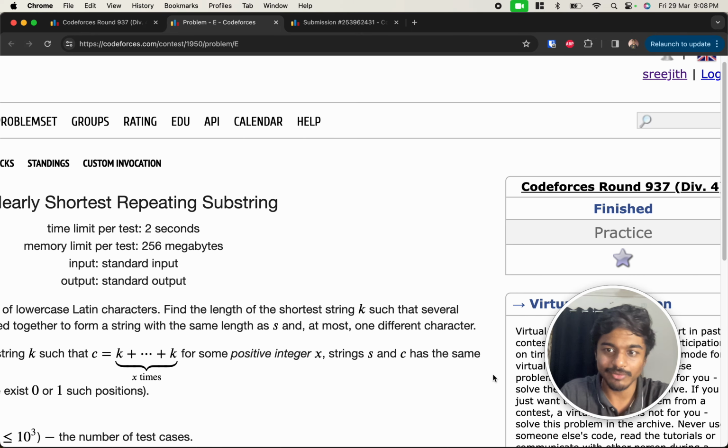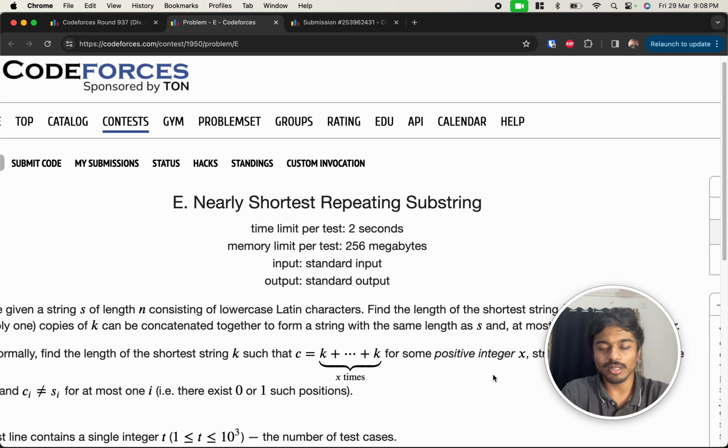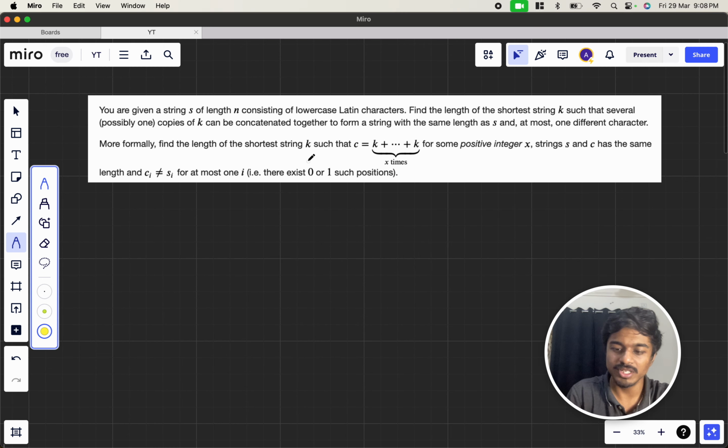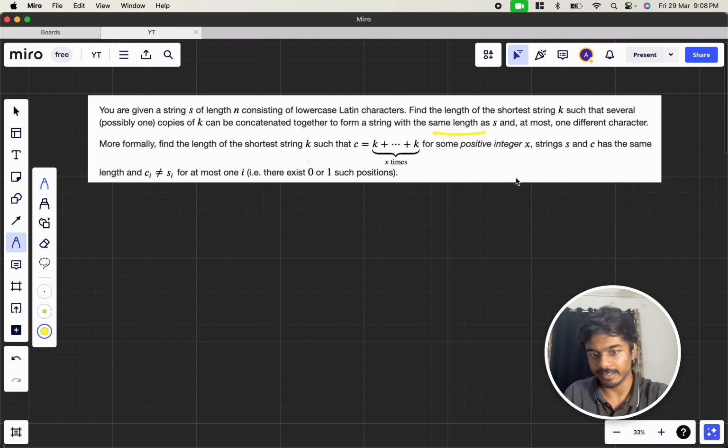This is Codeforces Round 937 Div 4, and we're going to solve the fifth problem, Nearly Shortest Repeating Substring. The question is: we will be given a string S of length n, containing lowercase English alphabets, and we have to find the length of the shortest string k such that several, possibly one, copies of k can be concatenated together to form a string of the same length. Notice this word, same length, as S, and with at most one different character.